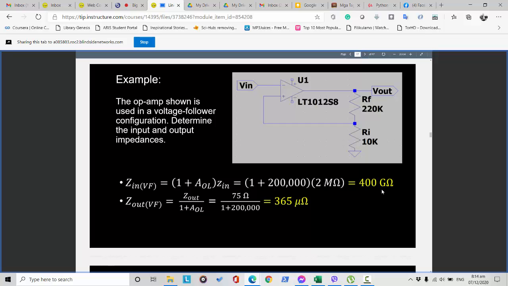Substituting the formula, we have 1 plus 200,000 multiplied by 2 mega ohms. That's around 400 giga ohms. That will be our input impedance. While our output impedance is equal to the output impedance divided by 1 plus the open loop gain. So that's about 75 ohms divided by 1 plus 200,000. That will be equal to 365 micro ohms. Okay, that's very little resistance or impedance.